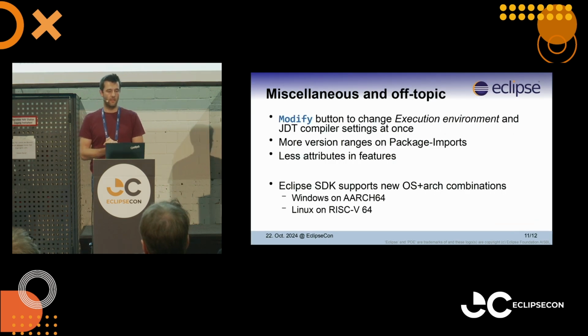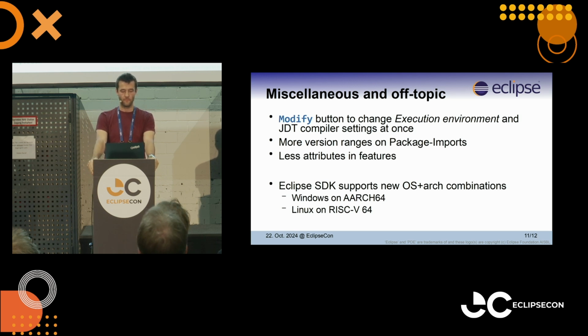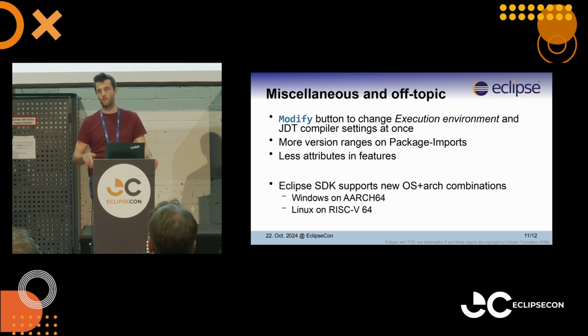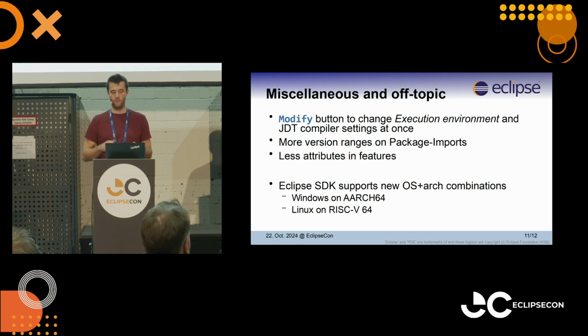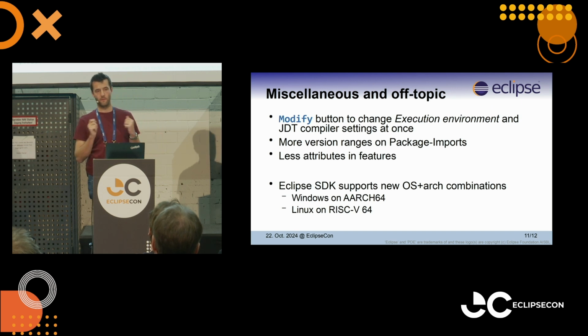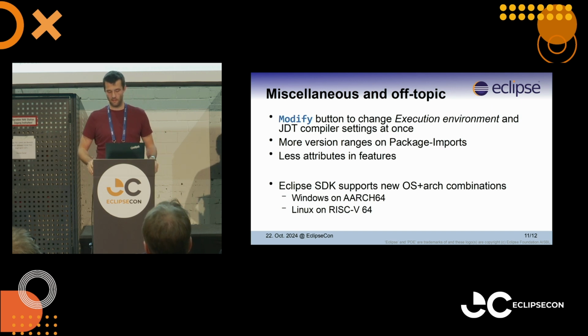Then to my last slides, a few miscellaneous and a little bit off-topic things that we have in the manifest editor. We have a new modify button, which allows us to change the execution environment of the plugin project together with the JDT compiler settings, namely the classpath file and the JDT core settings, with one button. So you don't have to do these changes manually by first modifying the manifest, and then modifying the classpath or, respectively, the JDT compiler settings in general. This can now be done with one click.